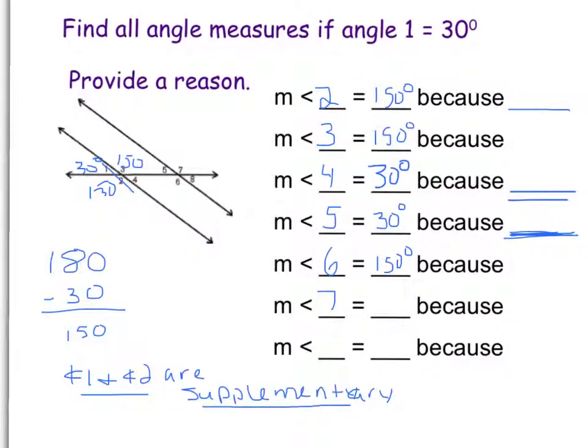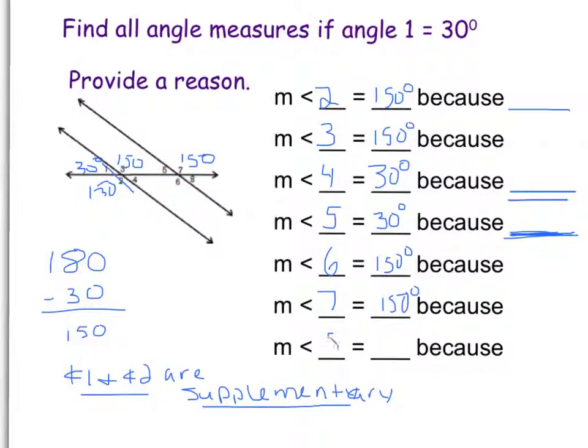And angle 7 is 150 degrees. I know this in many ways, but one justification is that angle 7 and angle 6 are vertical, and I know that angle 6 is 150. I also know that angle 3 and angle 7 are corresponding, and we already know what 3 is. I would not talk about angle 8 in my justification because I don't know that one yet. So it has to be one that you already know.